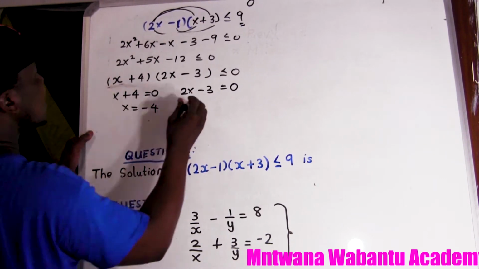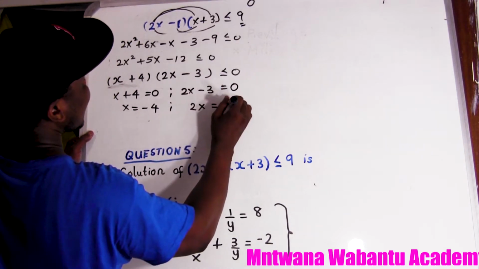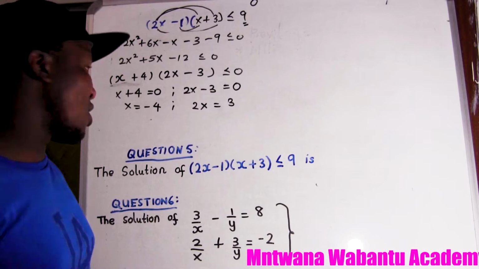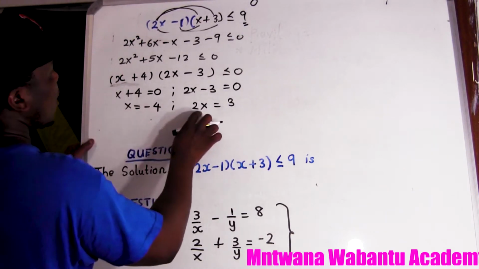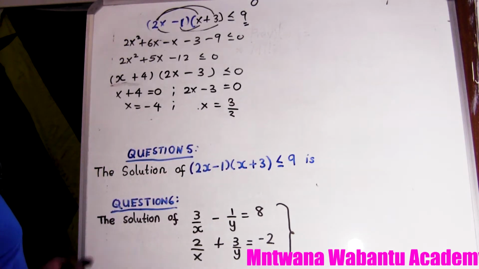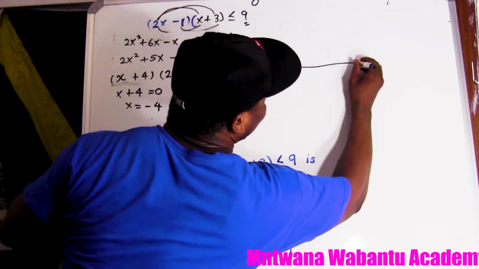Now I'm going to show you. And then 2x equal to 3. Because anyhow it's going to be equal. Because they say less or equal. Let's start with the equal. Divided by 2, divided by 2. So it's going to be x equal to 3 over 2. So x equal to negative 4, x equal to 3 over 2. So I'm going to draw my number line here and then test.